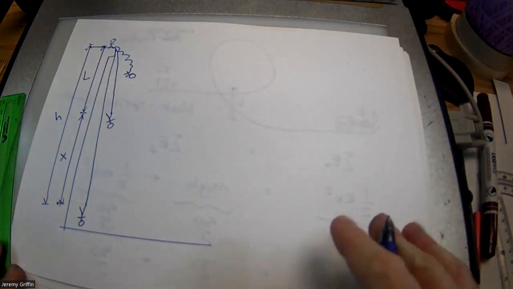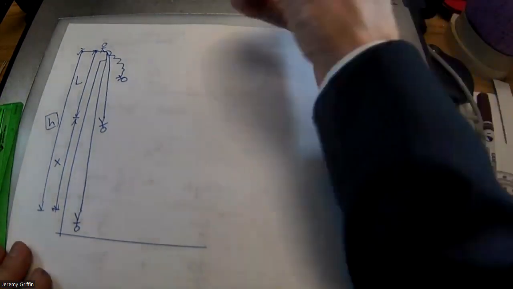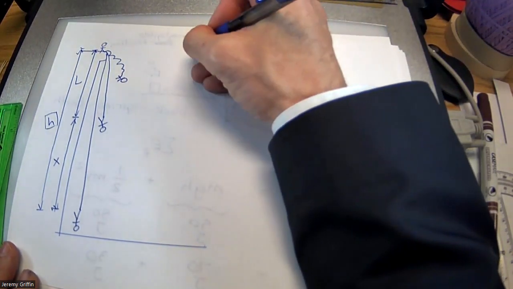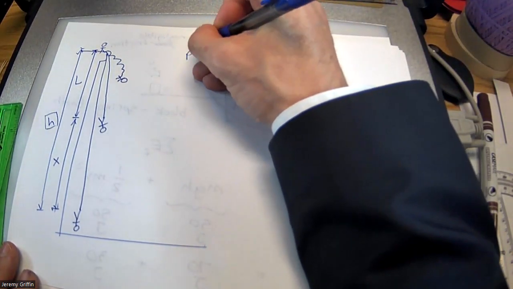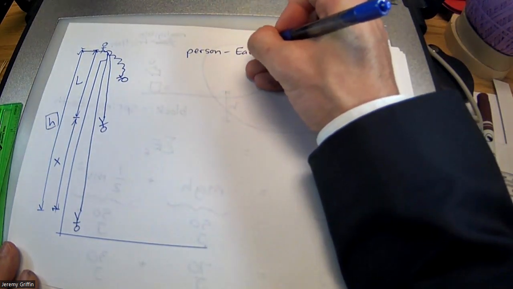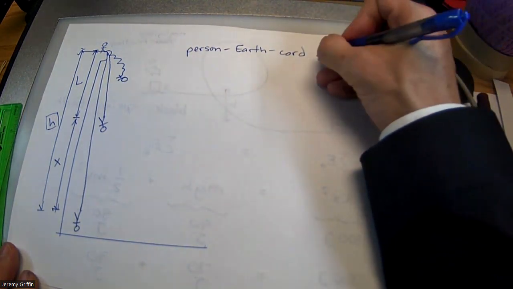And maybe I want to know what's the highest bridge I could jump off with this bungee cord and be okay, or something like that. What's in the system? This is a what system? Like a person, earth, cord. Yeah, person, earth, cord system.